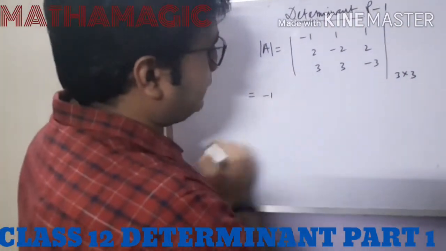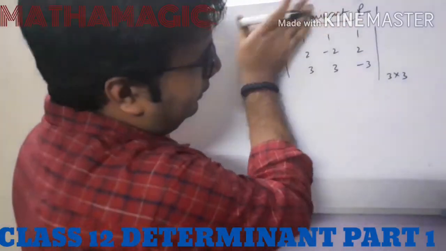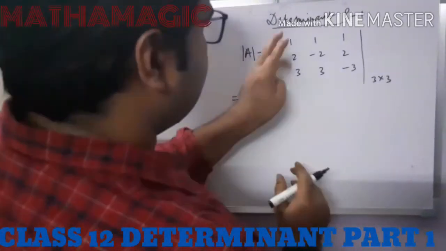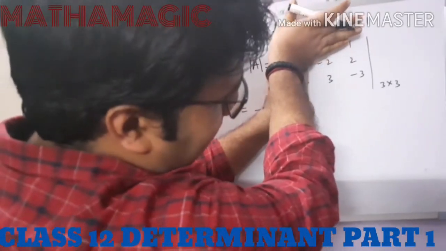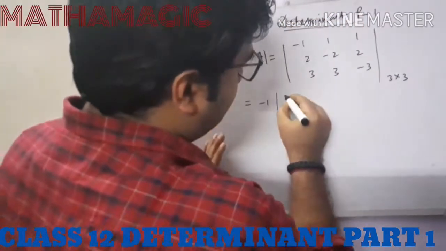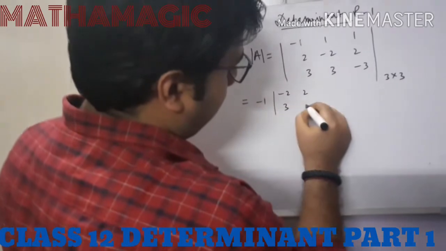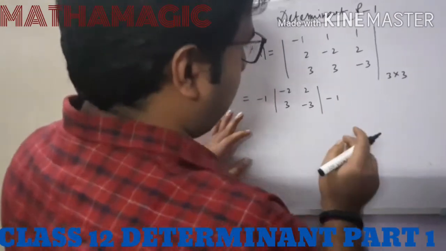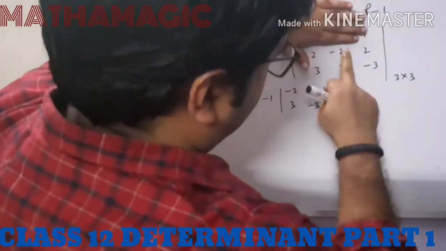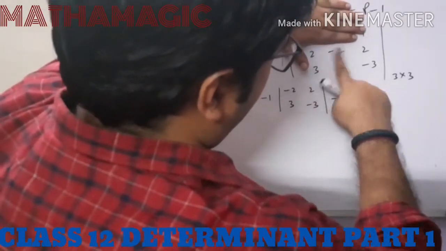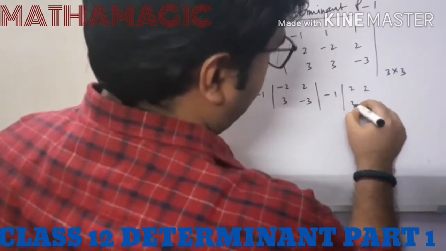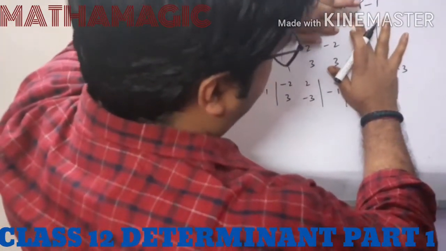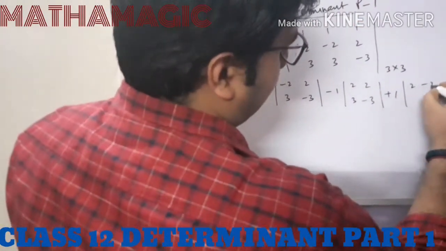Now we'll write minus 1 into, we'll just place this like this. We'll just hold it like this. Whatever thing remains here, that is minus 2, 2 and 3 minus 3, we'll write it like this. Minus 2, 2, 3, minus 3. Next, we'll do the same, that is minus 1. We'll do like this. So whatever things are remaining here, 2, 2 and 3 minus 3. And for the next one, we'll do it like this. So what are the things remaining? 2 minus 2, 3, 3.